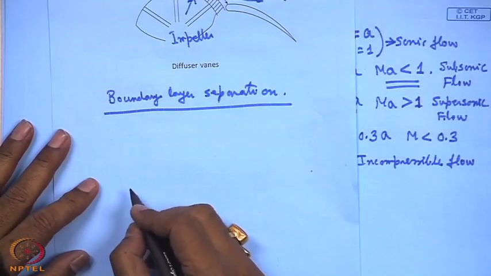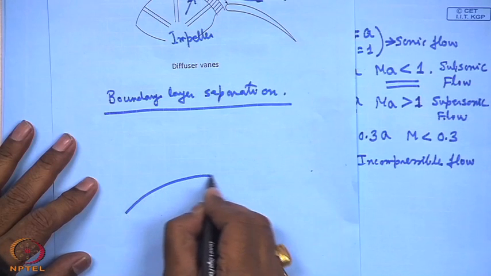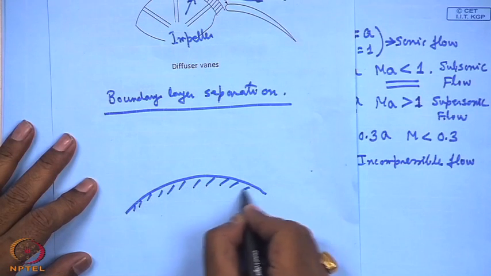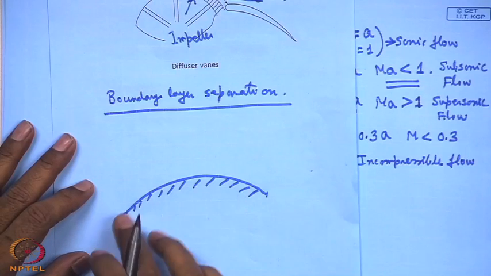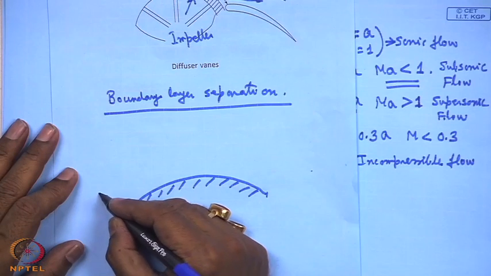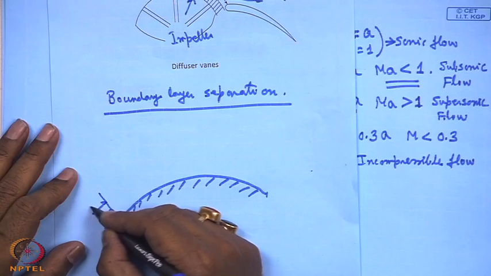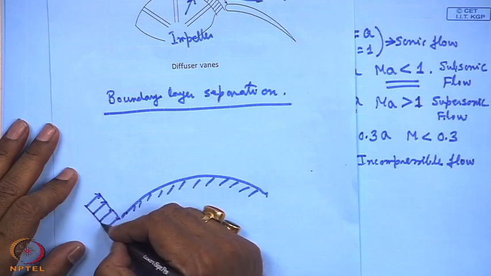But what happens is that when the fluid flows past a body, let us consider this, a recapitulation. To understand this, let us consider an external flow. A fluid is flowing past a curved surface, for example. Now, let a fluid enter with uniform velocity. Let us recapitulate what is boundary layer flow.